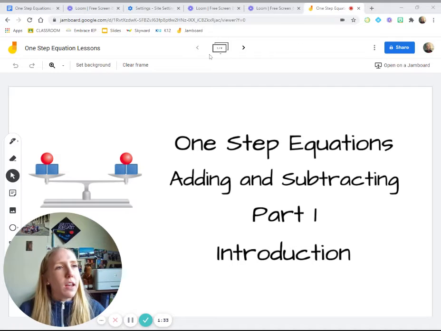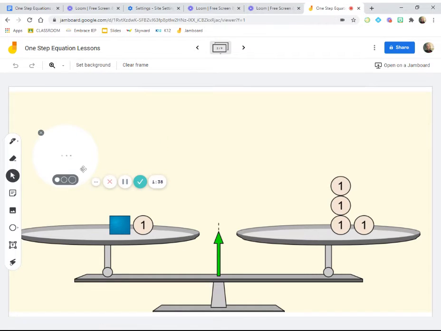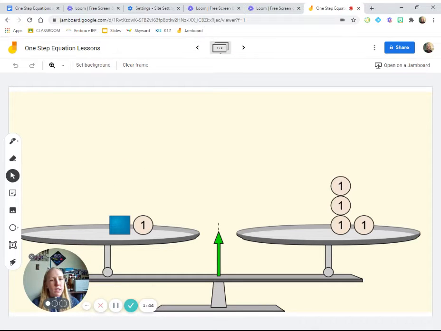I want you to take a look at this and notice what's going on here. I see I've got a box and I've got a 1. And on the other side, I've got 1, 2, 3, 4. So we can think of this like an equation, and in the center of this scale is an equal sign because these are equal. You can see the scale is balanced, so the two sides are equal.